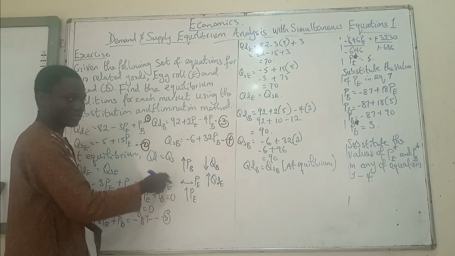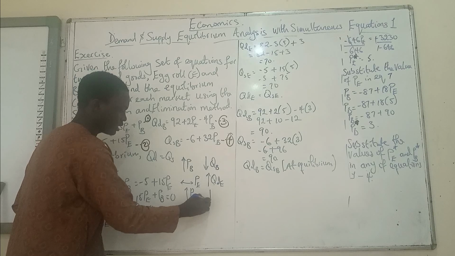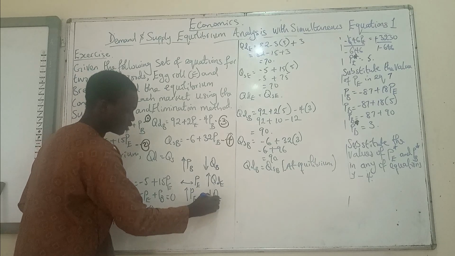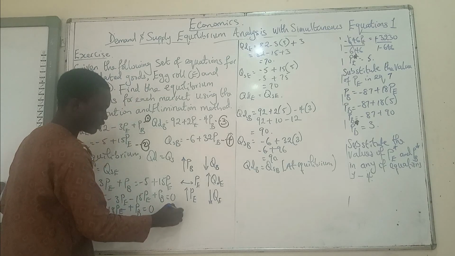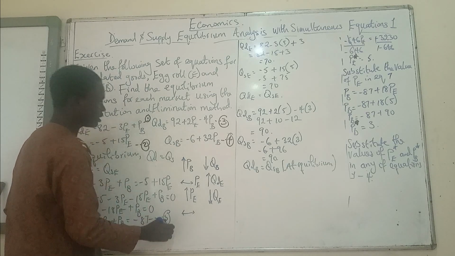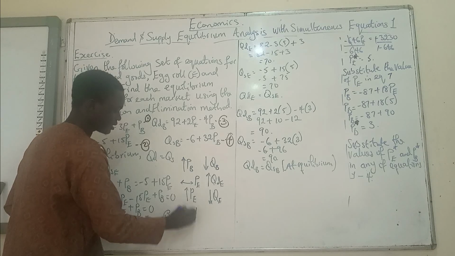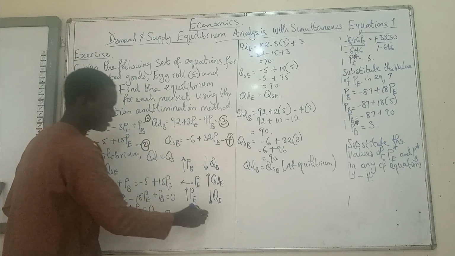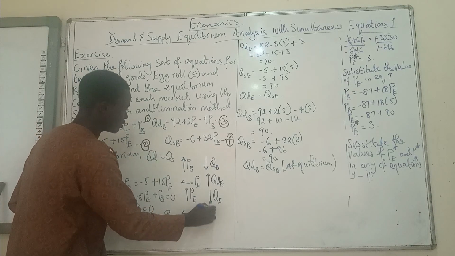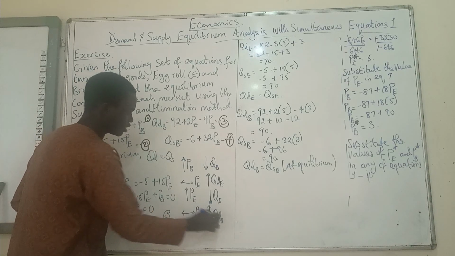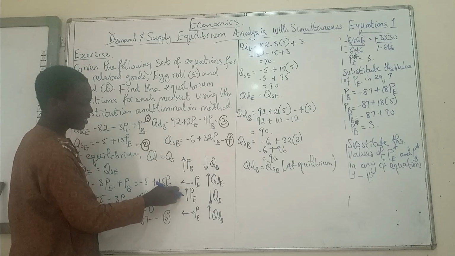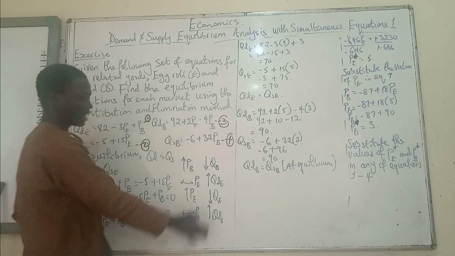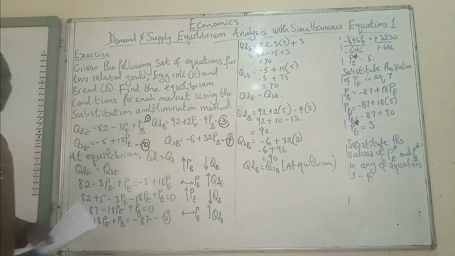Other things being equal, what this is saying is that it will reduce the quantity demanded of egg roll, okay? And nothing happened to the price of bread, right? Nothing happened to the price of bread, but it is resulting in an increase in the demand for bread. So an increase in the price of this commodity is making consumers consume less of it and more of the related good. Okay, and that simply tells us that these goods are substitutes.